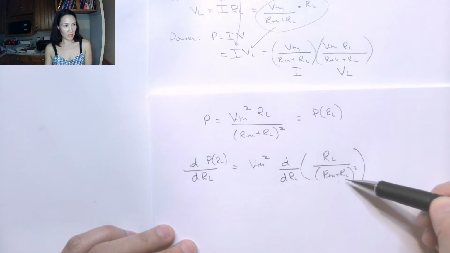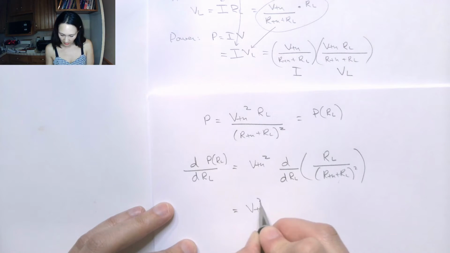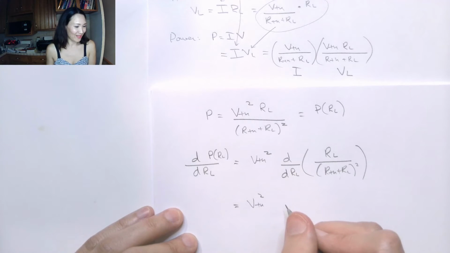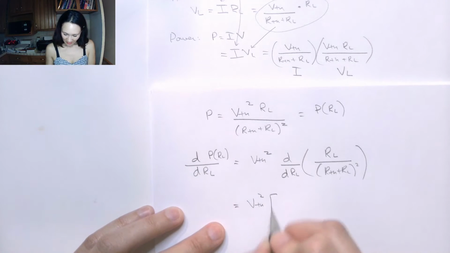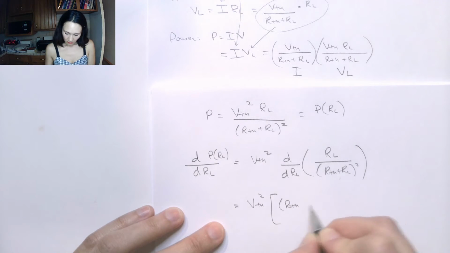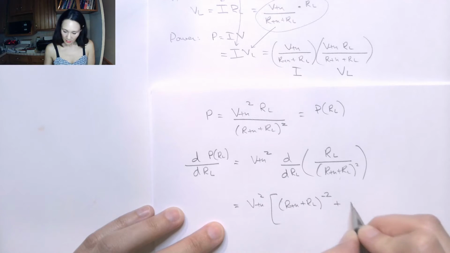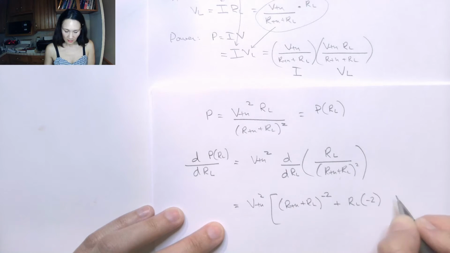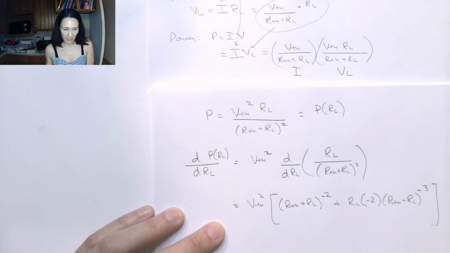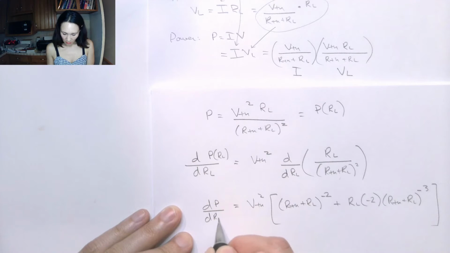So I have a fraction here. You can use the quotient rule. I'm going to use the product rule because I like it better. So this is going to give me, if I take the derivative of my first term, R Thevenin plus RL to the negative 2, plus RL times, I'm going to take the exponent and multiply by what's inside the parentheses, and reduce the exponent by 1. And here is my derivative of power, dP/dRL.